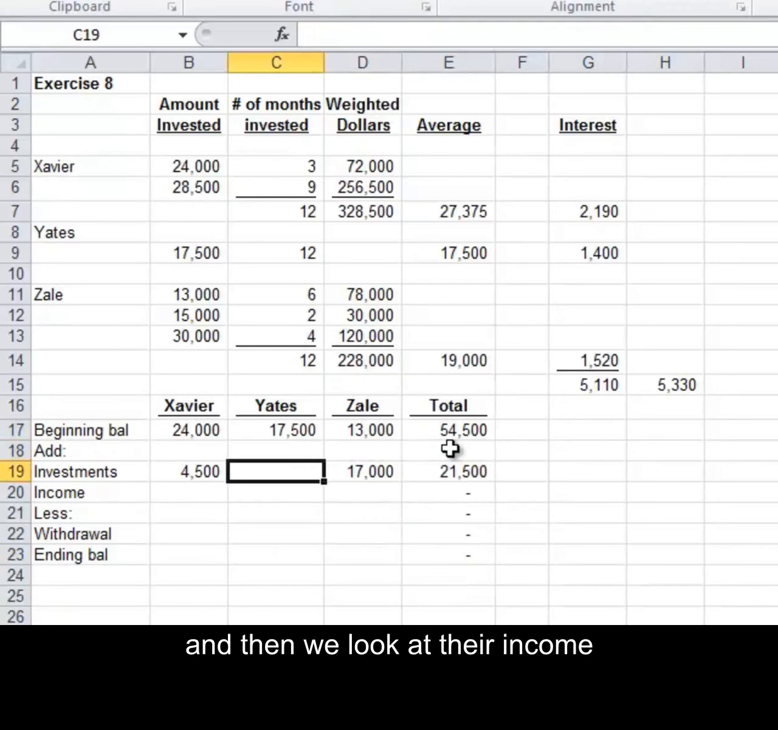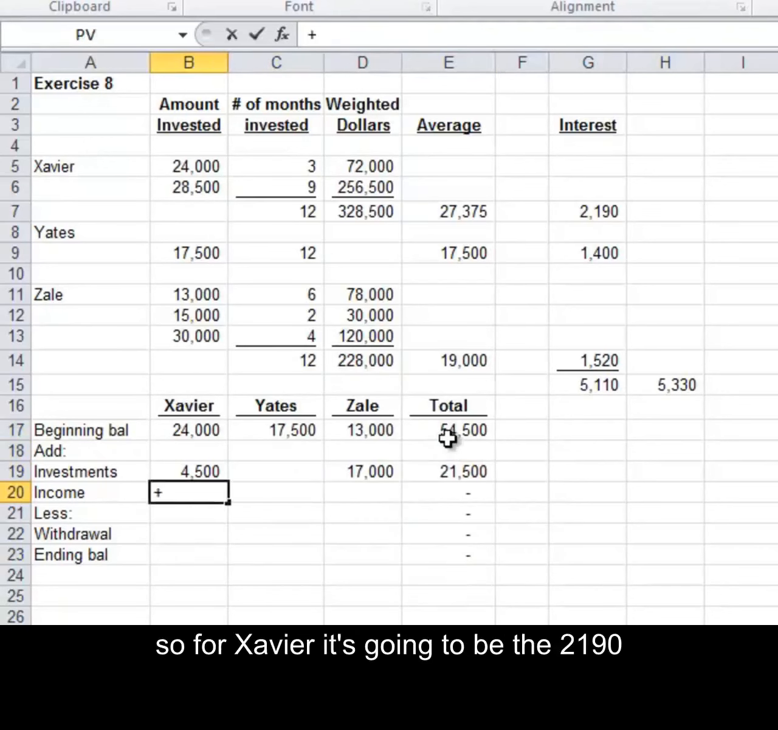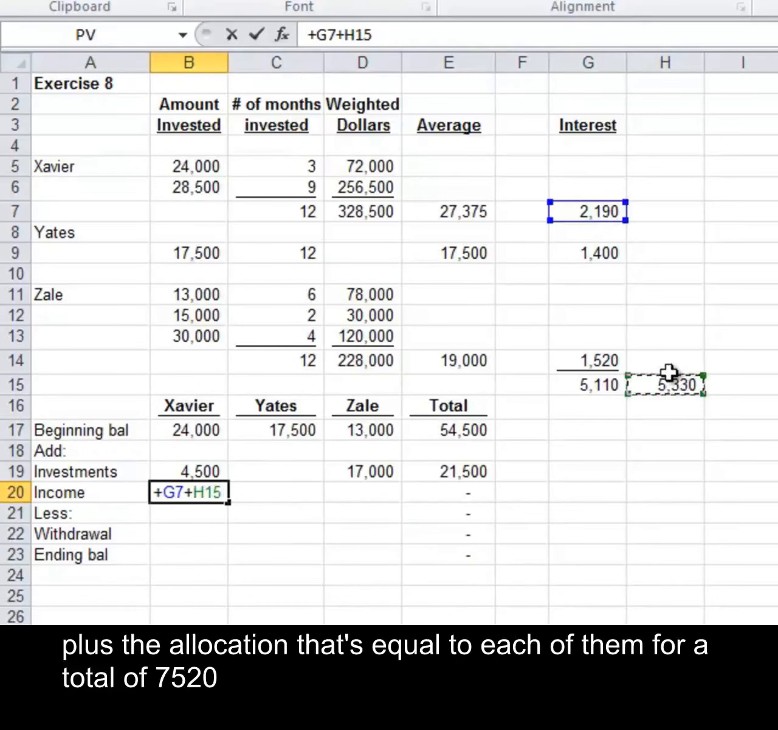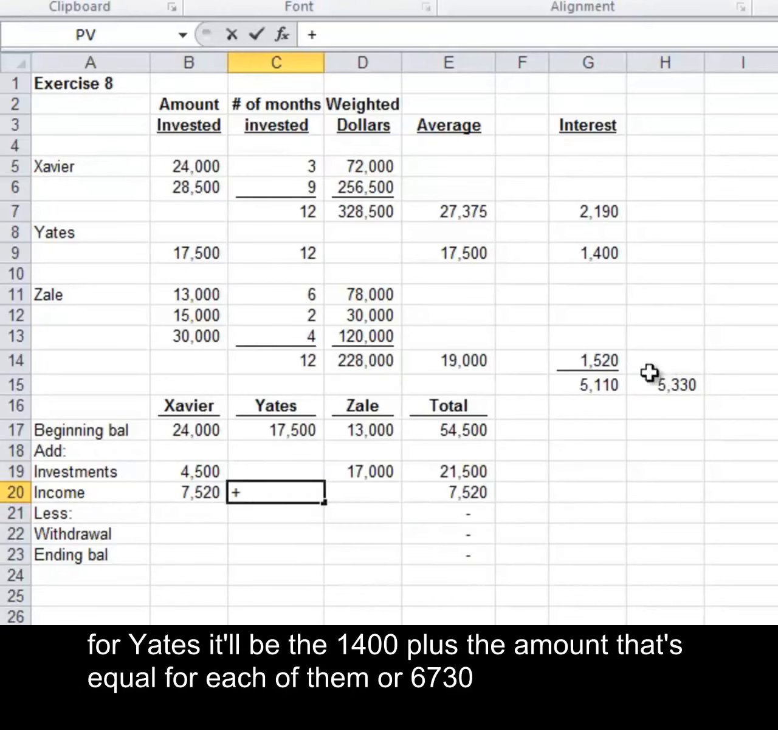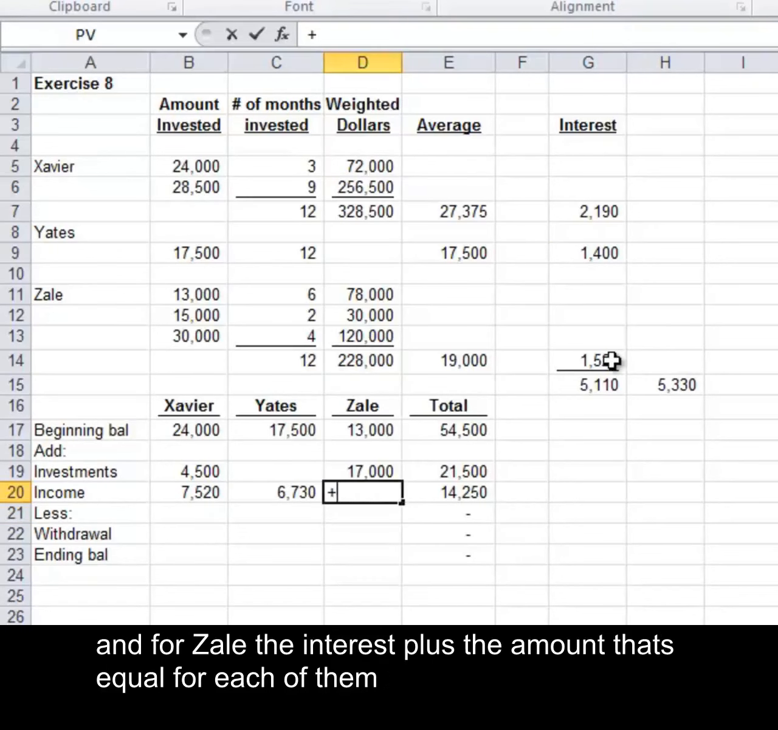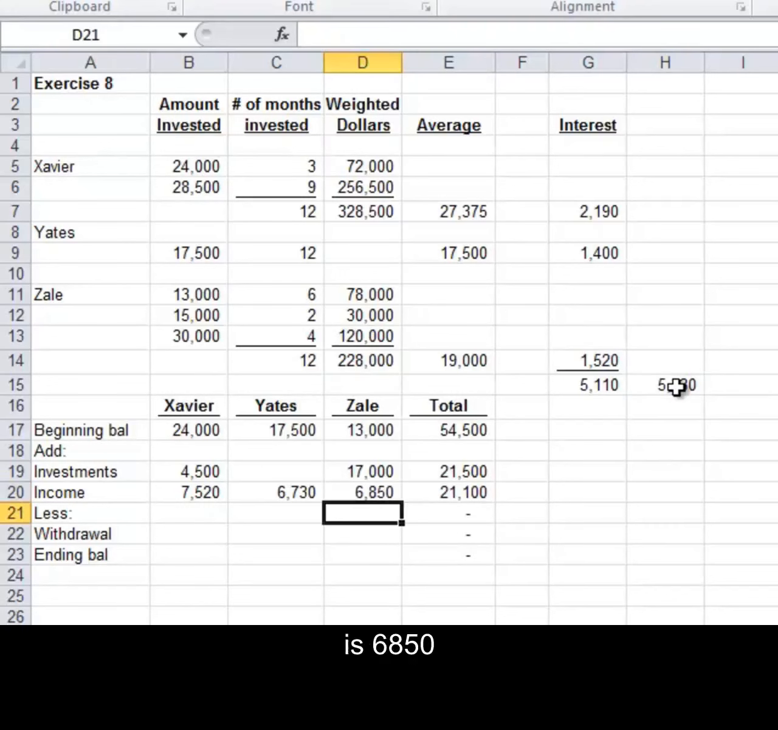And then we look at their income. So for Xavier, it's going to be the 2,190 plus the allocation that's equal to each of them for a total of 7,520. For Yates, it'll be the 1,400 plus the amount that's equal for each of them, or 6,730. And for Zale, the interest plus the amount that's equal for each of them is 6,850.